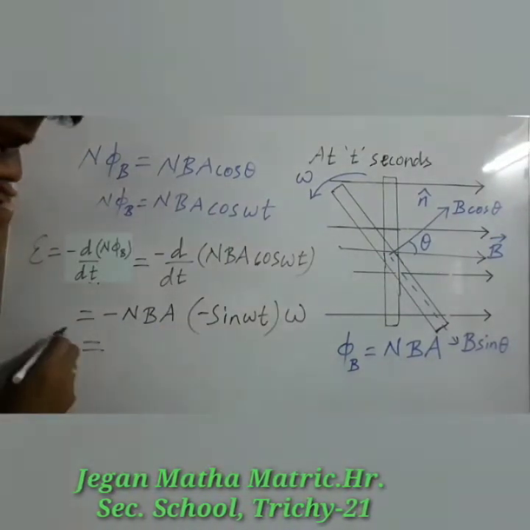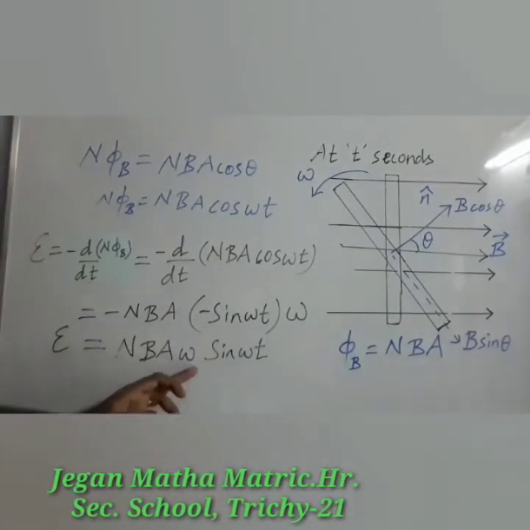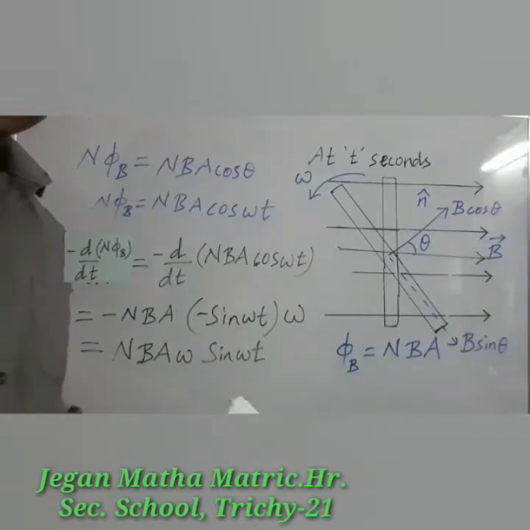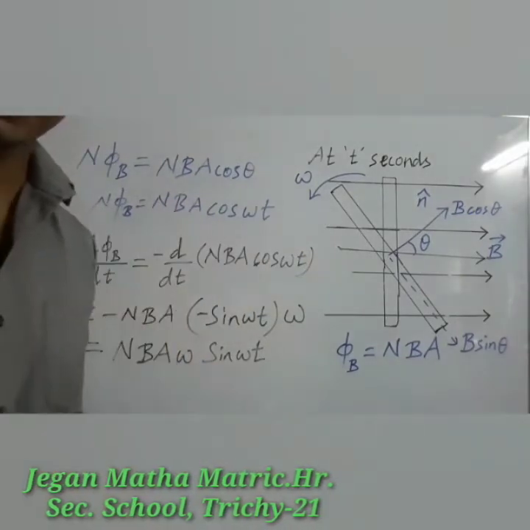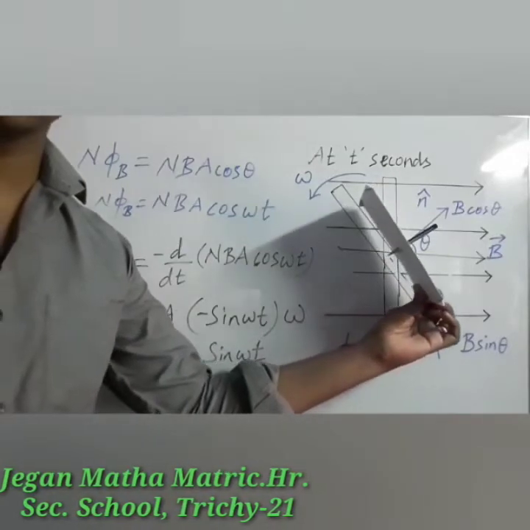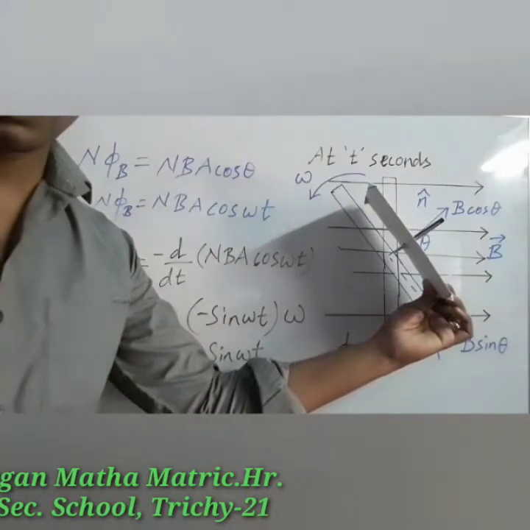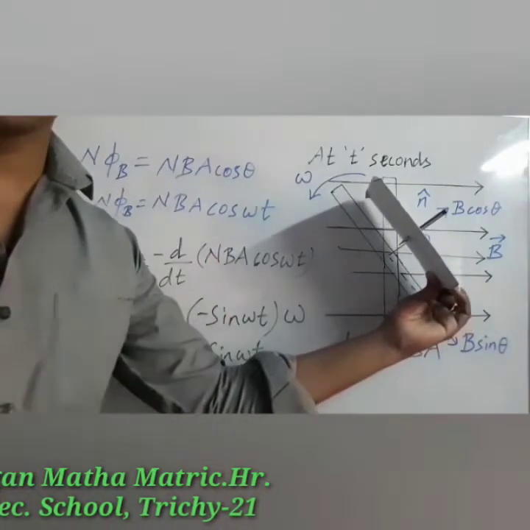So what will be the new value? Induced EMF epsilon is equal to N B A omega sin omega t. This is the expression when the coil is rotated through some angle from the initial position. This is the initial position, and at t seconds we have rotated like this, which makes a particular angle. For that we have written the expression. Now it is rotated through 90 degrees from the initial position.